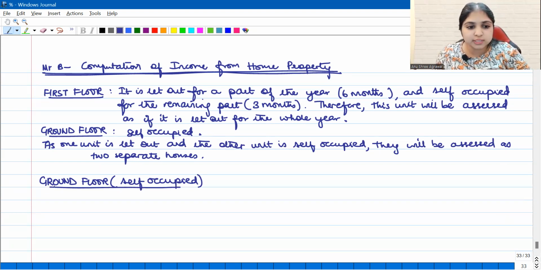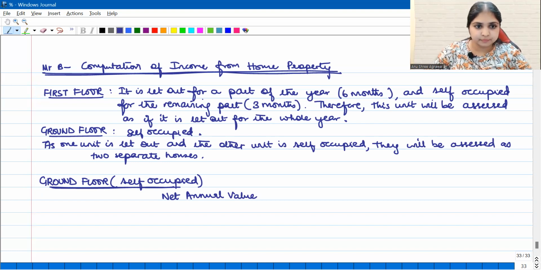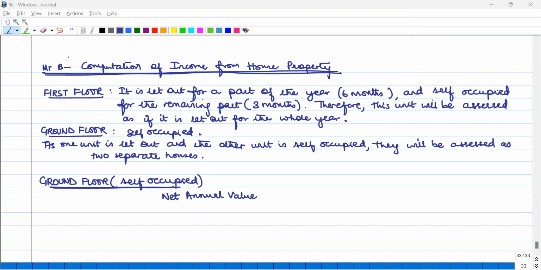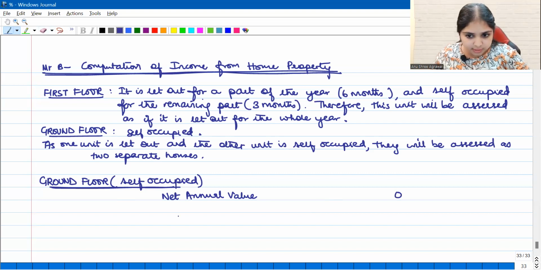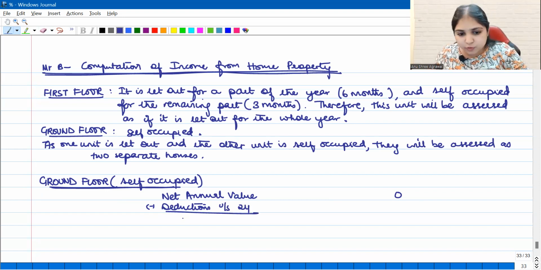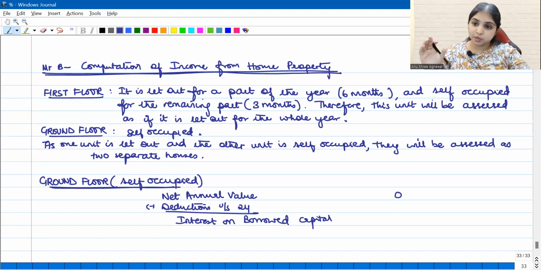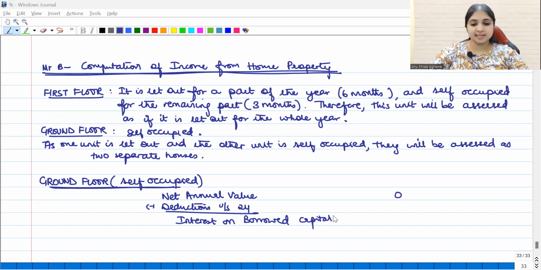Okay, self-occupied property, tell me now, how do you start calculation? You will start with net annual value. Tell me, what is the net annual value of self-occupied property? Zero. Then from this, we'll subtract deductions under section 24. Self-occupied property, so you'll have only one deduction, which is interest on borrowed capital. Now, again, the same thing I'll ask you. As soon as you see interest on borrowed capital, what comes to your mind? Two things, pre-construction interest and current year interest.